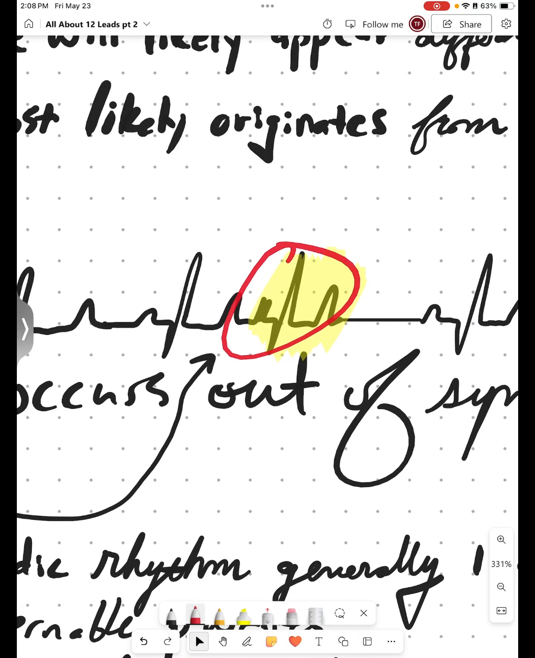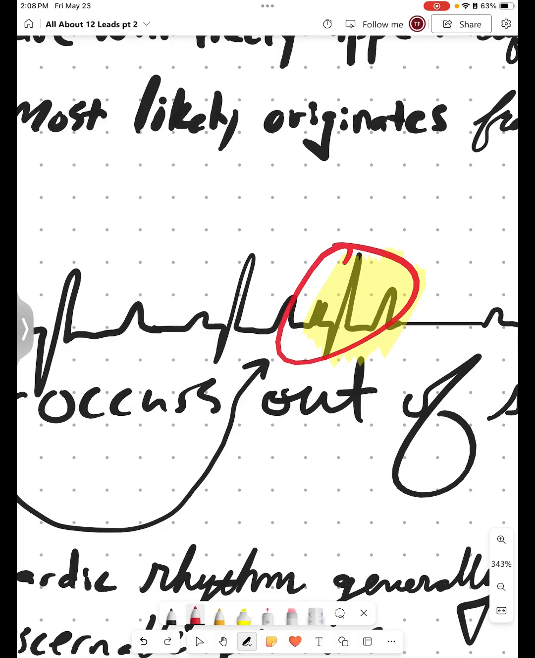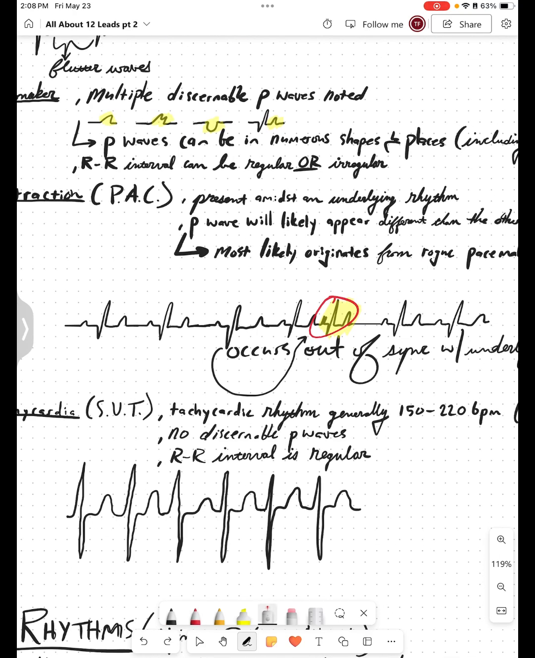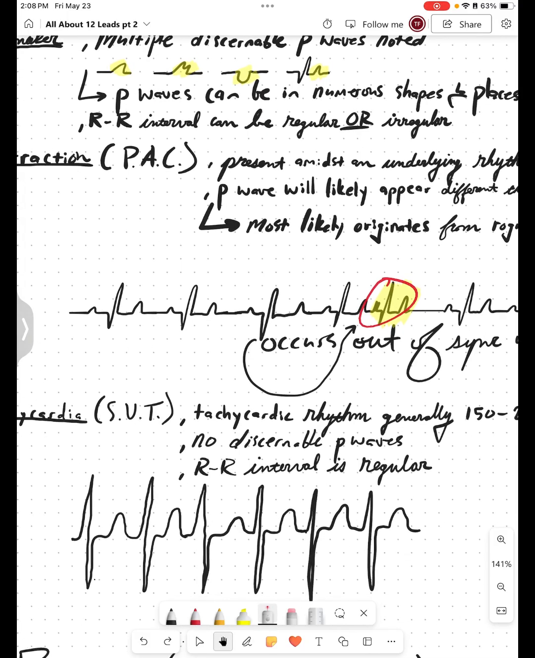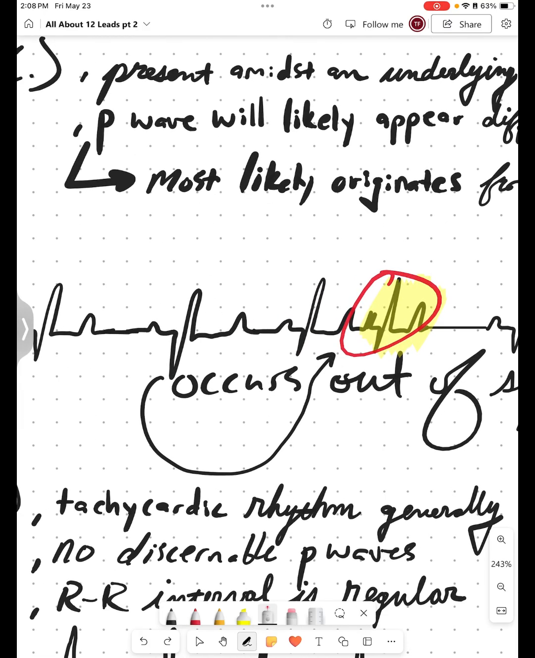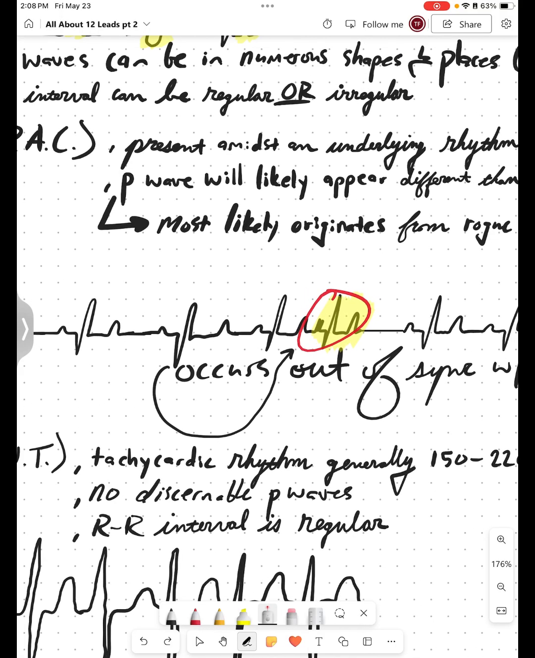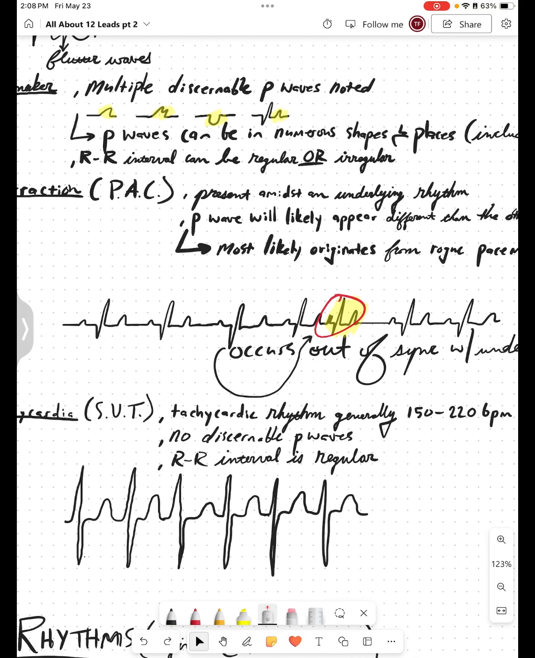You can also note too, the P wave, the marker on this whiteboard's kind of thick, it appears notched. It appears different than the other P waves. These P waves are all relatively round, upright, round, upright, round, upright, and then you have this guy, which is kind of notched. That means it is originating from somewhere else, a different pacemaker cell.